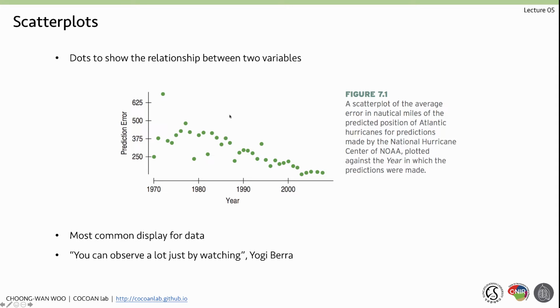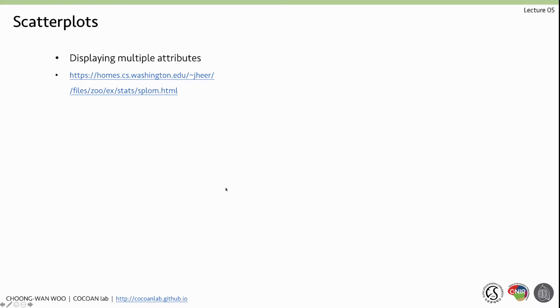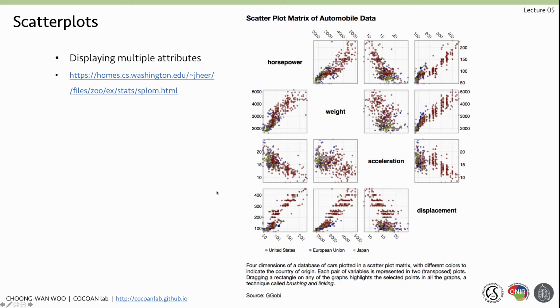In this previous example, this is showing the relationship between only two variables, but we can also show the relationships among multiple attributes, multiple variables. Here it is showing cars, I think, each from different countries, and horsepower, weight, acceleration, and displacement. For example, this shows the relationship between horsepower and weight, and this plot shows the relationship between weight and acceleration. This plot shows the horsepower and acceleration, and so on. This is from this website.